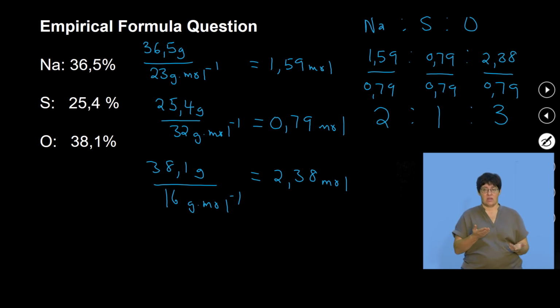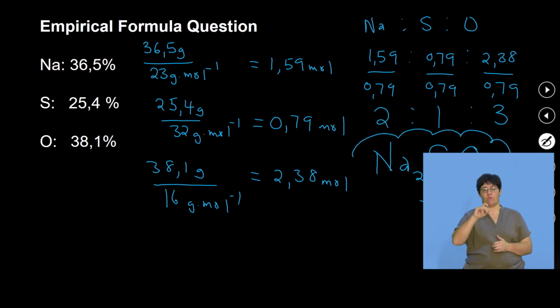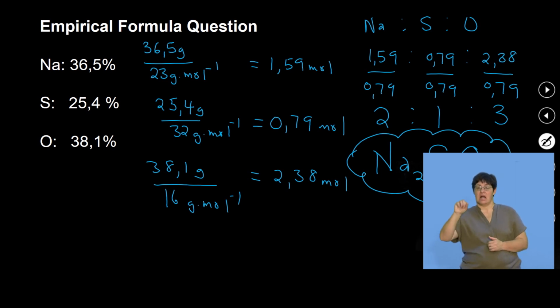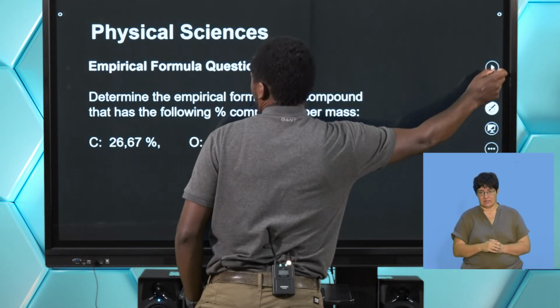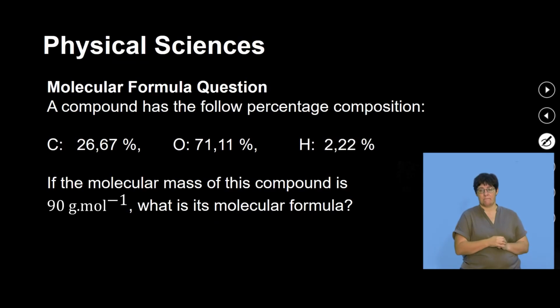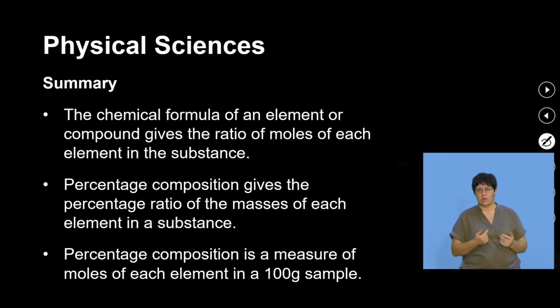So the ratio of sodium is to sulfur is to oxygen, in the simplest whole number ratio, is going to be sodium 2, and then 1 atom of sulfur, 1 mole of sulfur, and then 3 moles of oxygen. So this is our empirical formula. So the substance in this case is going to be our sodium sulfate. Now, what's the long and short of this? These are the different steps that we carried out in terms of determining the empirical formula.